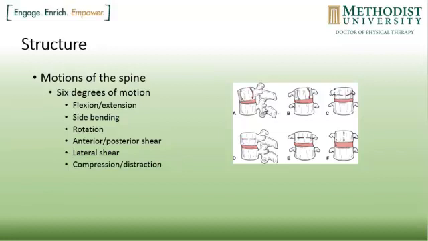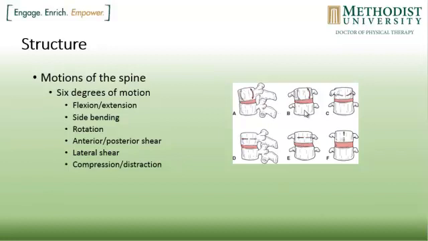Conversely, the opposite will happen with extension. So with extension, you will end up with a compression of the posterior part of the disc and some distraction of the anterior part of the disc. You will also have a decrease in the intervertebral foramen.